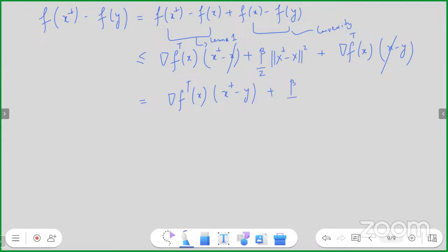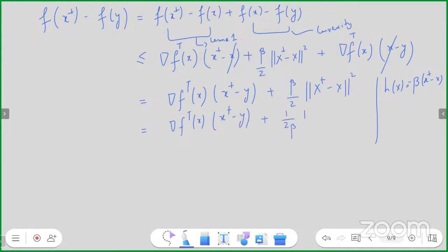plus beta over 2 x plus minus x. I recall the definition of h of x was simply beta times x plus minus x, or x minus x plus. It will not matter here because it's a square. It was x minus, so let's put a minus here. So this is also equal to del f transpose x, x plus minus y plus 1 by 2 beta h of x square.